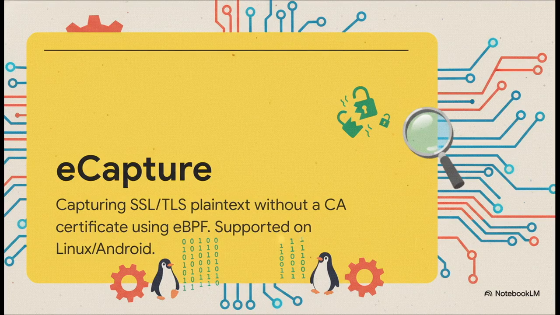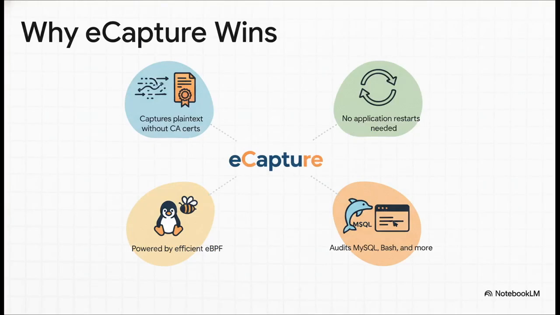At its heart, eCapture uses this incredibly powerful Linux kernel technology called eBPF. The best way to think about eBPF is as a safe way to run these tiny, super efficient programs right inside the kernel itself. This lets eCapture hook in and see the data right before your application encrypts it. And that means you don't have to mess around with CA certificates or, and this is the best part, change a single line of your application's code. It just works.